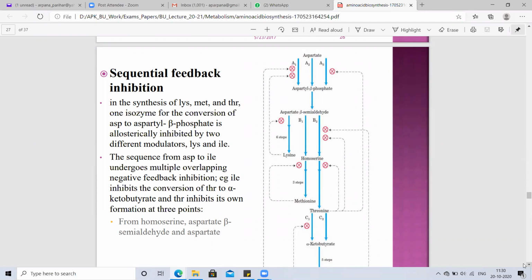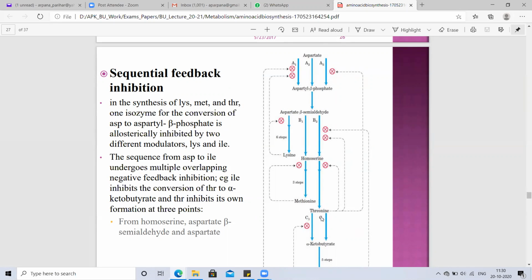Okay, like aspartate is first converted into, this pathway is just for your understanding and for explaining how it works exactly in the body. Aspartate is first converted into aspartyl beta phosphate. Okay, and there are three isoenzymes present, A1, A2, A3. Aspartate beta semialdehyde is converted into homoserine, and two isoenzymes B1 and B2 are present here. Homoserine is converted into methionine and threonine.